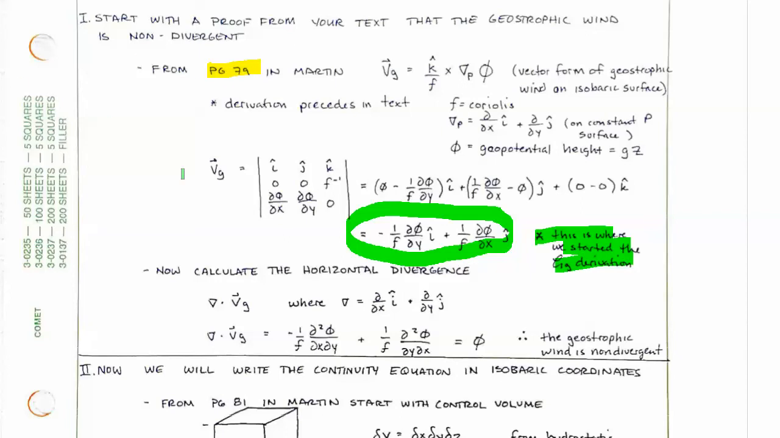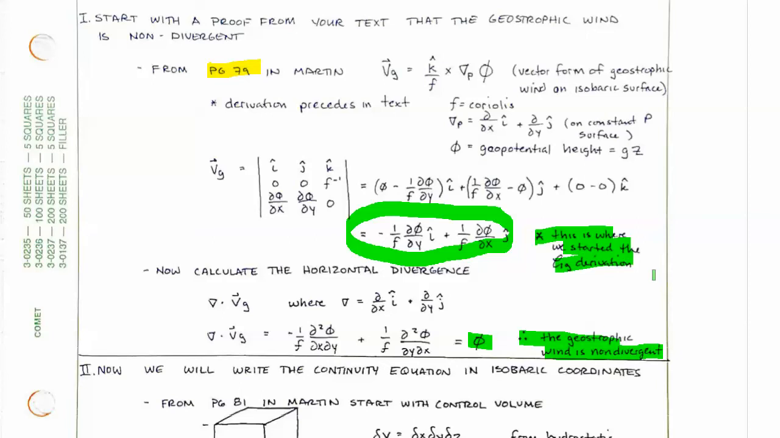So let's actually do del dot v sub g, the divergence of the geostrophic wind, and we have the del defined over here, and we end up with negative 1 over f, the second derivative of phi with respect to x and y, plus 1 over f, the second derivative of phi with respect to y and x. What does that equal? That equals 0. And that means that the geostrophic wind is non-divergent.